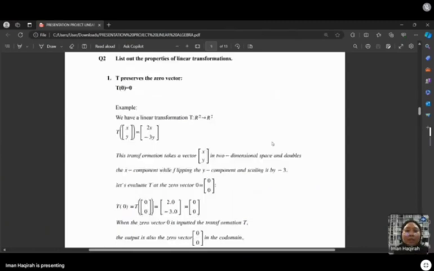So for question 2, we list out the properties of linear transformation. We have three properties of linear transformation. The first one is that T preserves the zero vector: T(0) = 0.